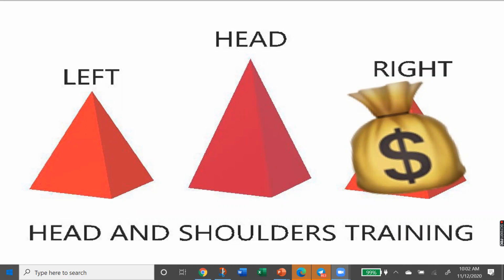And I will say this, if you continue to practice this strategy, once you see it, you cannot unsee it. I guarantee you. Once you train your eye to see head and shoulder patterns, you cannot unsee it. You're gonna say, "Oh, here's a head and shoulder pattern coming right now."